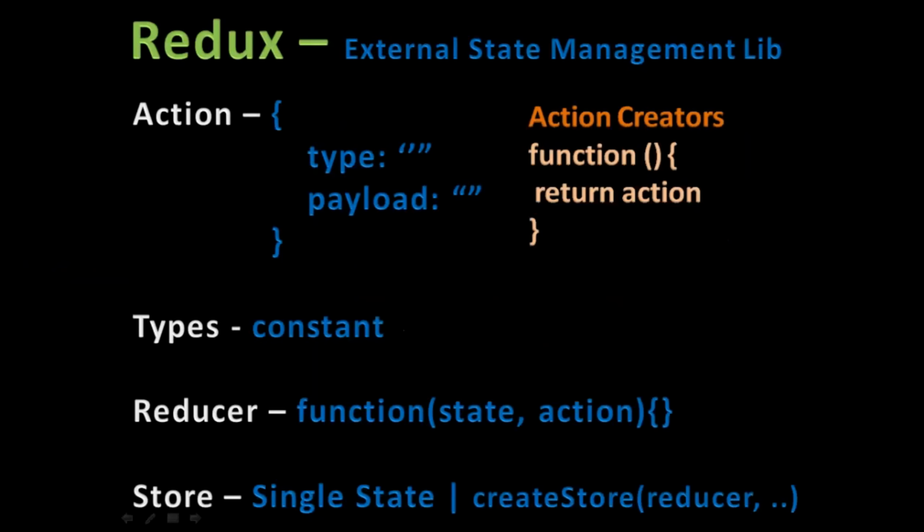Today we are going to be talking about Redux. It's an external state management library, and there are key things that you need to know about Redux. There are 4 pillars of Redux, that is according to me. We have action, types, reducer, then store. So in Redux, an action is an object. We have type and payload properties inside that object.